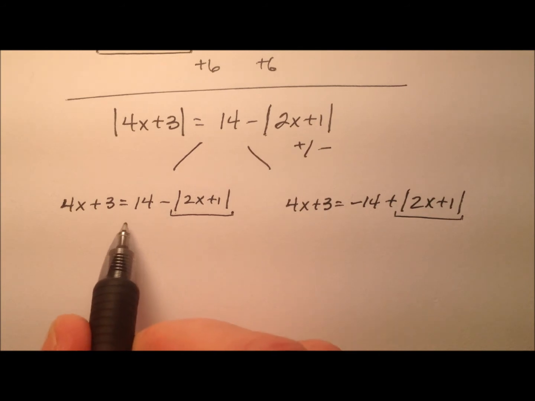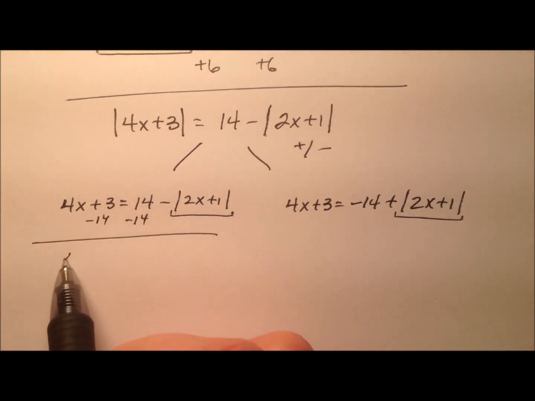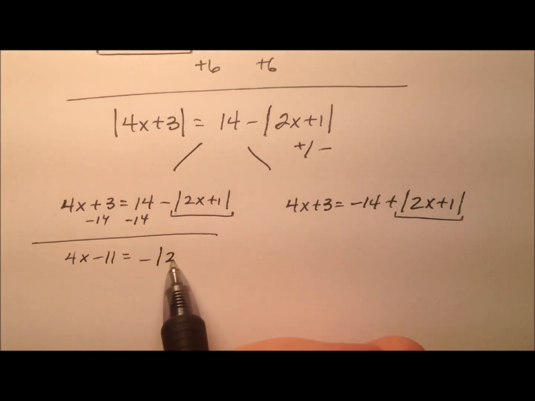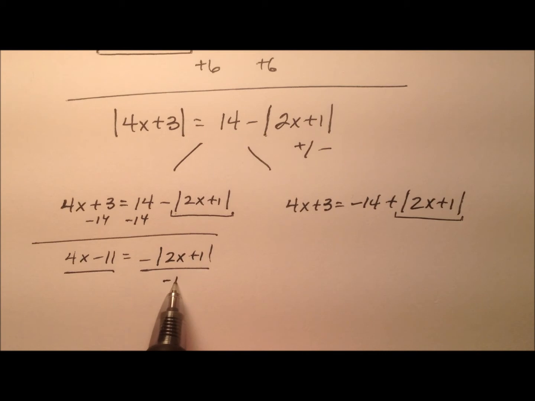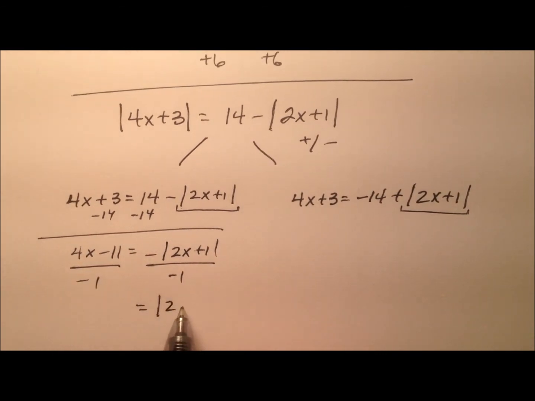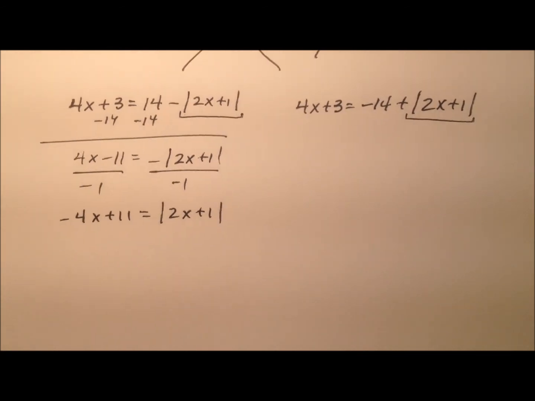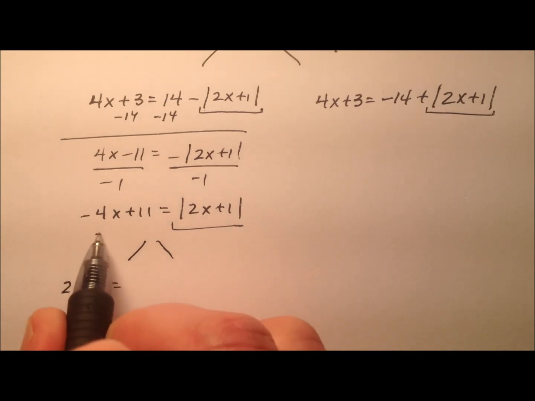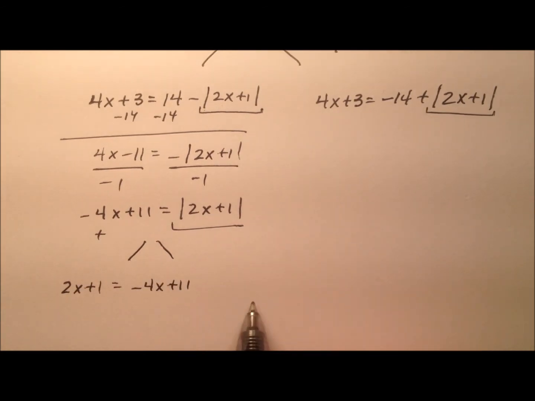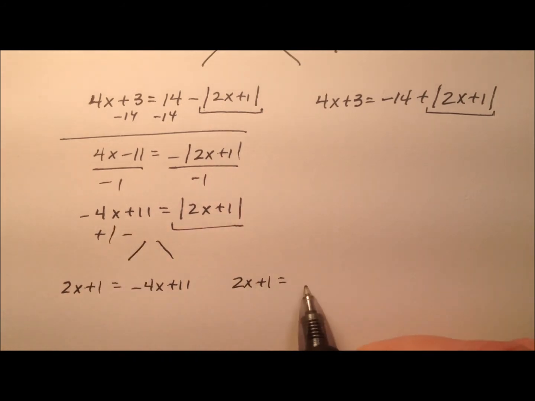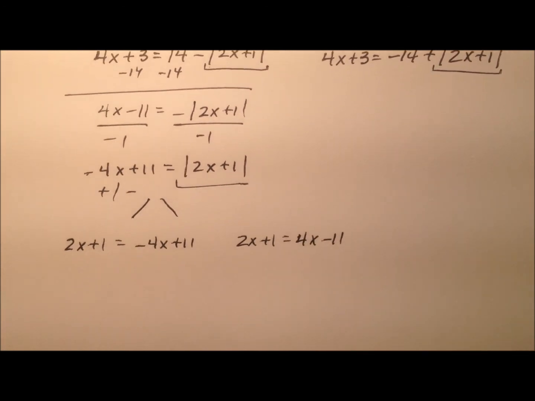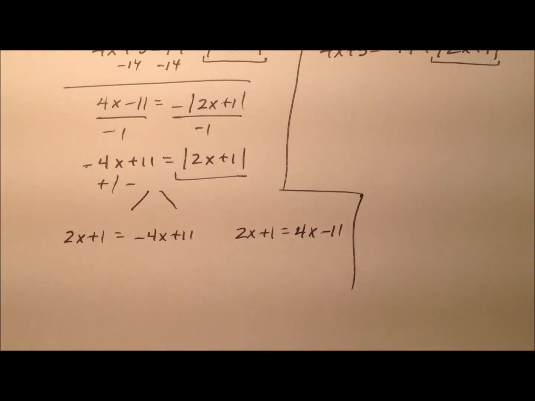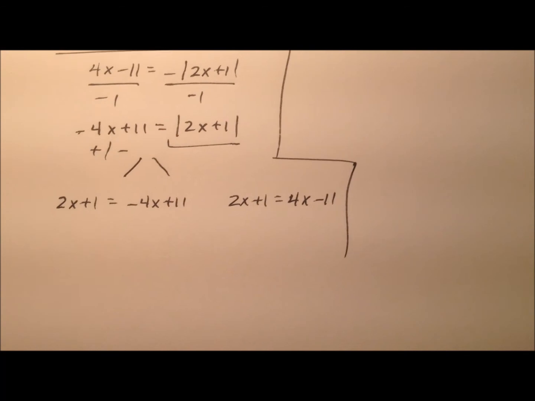Okay, so I will subtract 14. So 4x minus 11 equals negative, or the opposite of, the absolute value. So let's divide by negative 1 so we can isolate that absolute value. And so we'll have negative 4x plus 11. And when we break this into two equations, I'll have my 2x plus 1 equaling my positive side, which is negative 4x plus 11, and my 2x plus 1 equaling my negative side, which, when we negate this, we just change the signs, so positive 4x minus 11. Well, it looks like we're going to end up with several equations here because I had to do this one twice, and I'll end up doing this one twice as well.